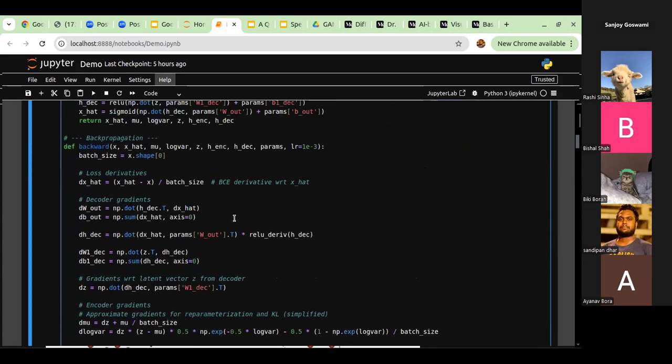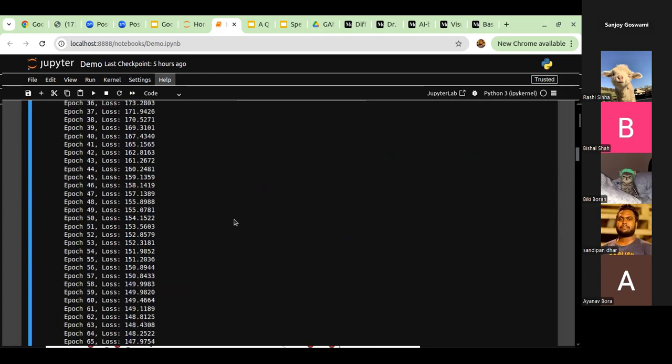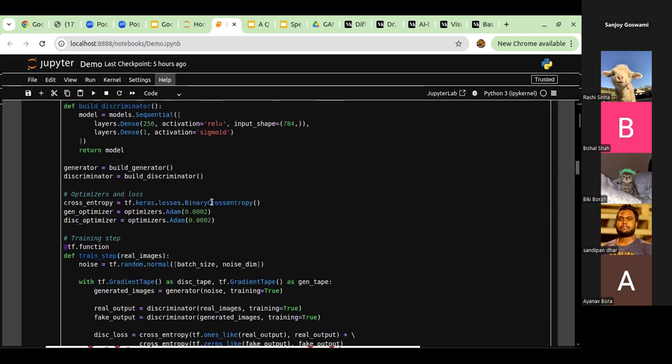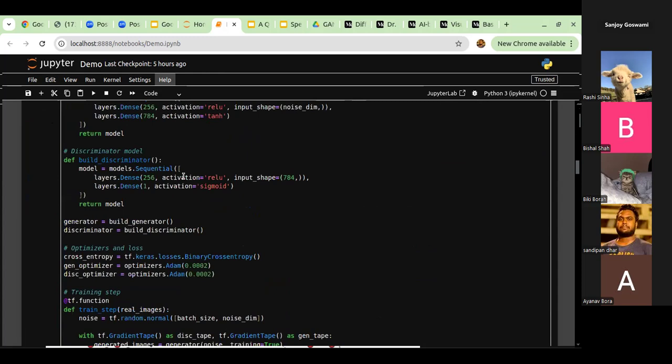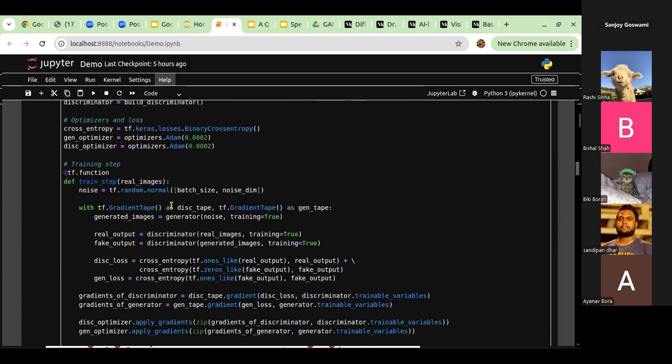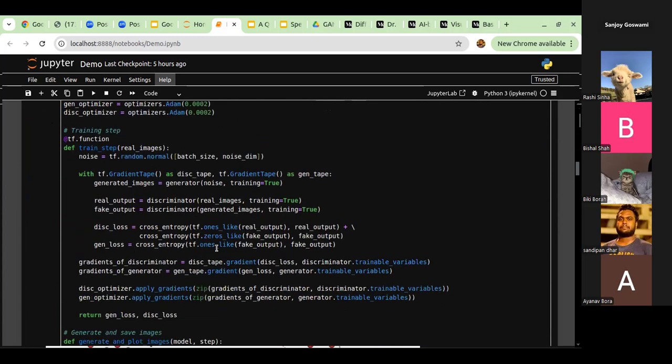Now let me go to this part. So this is the function you have just created, a very small multi-layer neural network. So this is the loss. I will also explain that. Then the optimizer. Then here the gradient calculation basically starts.